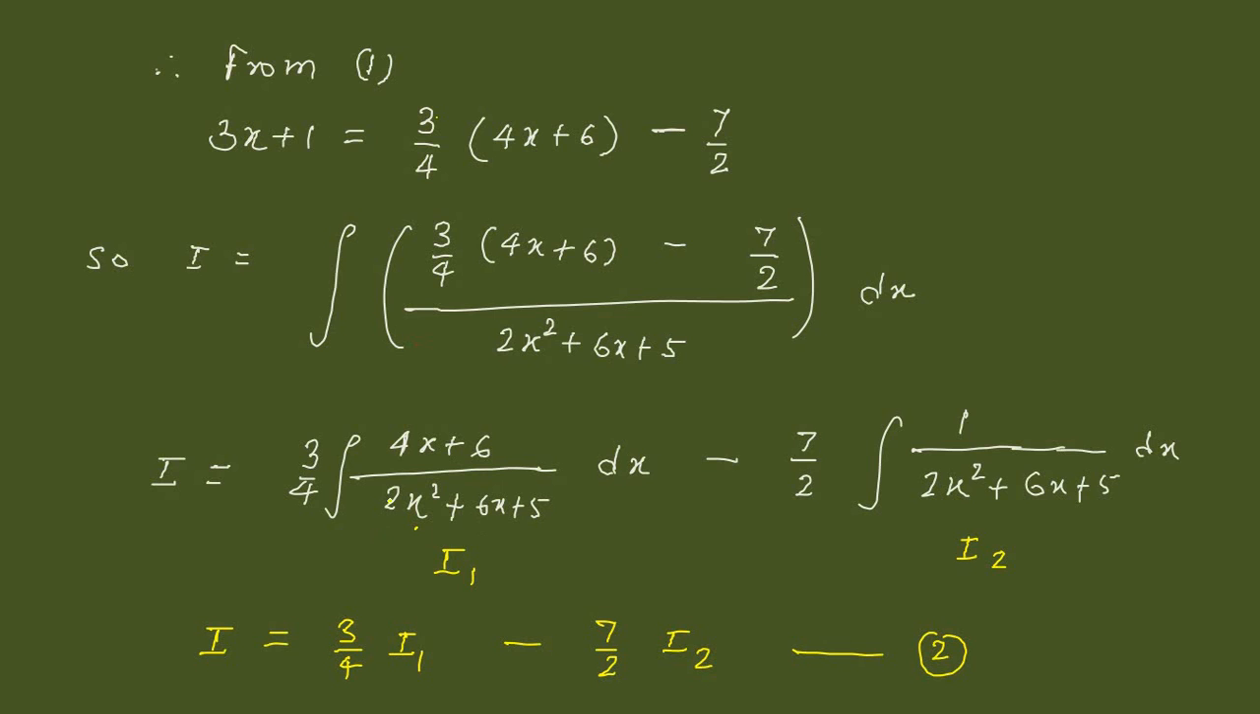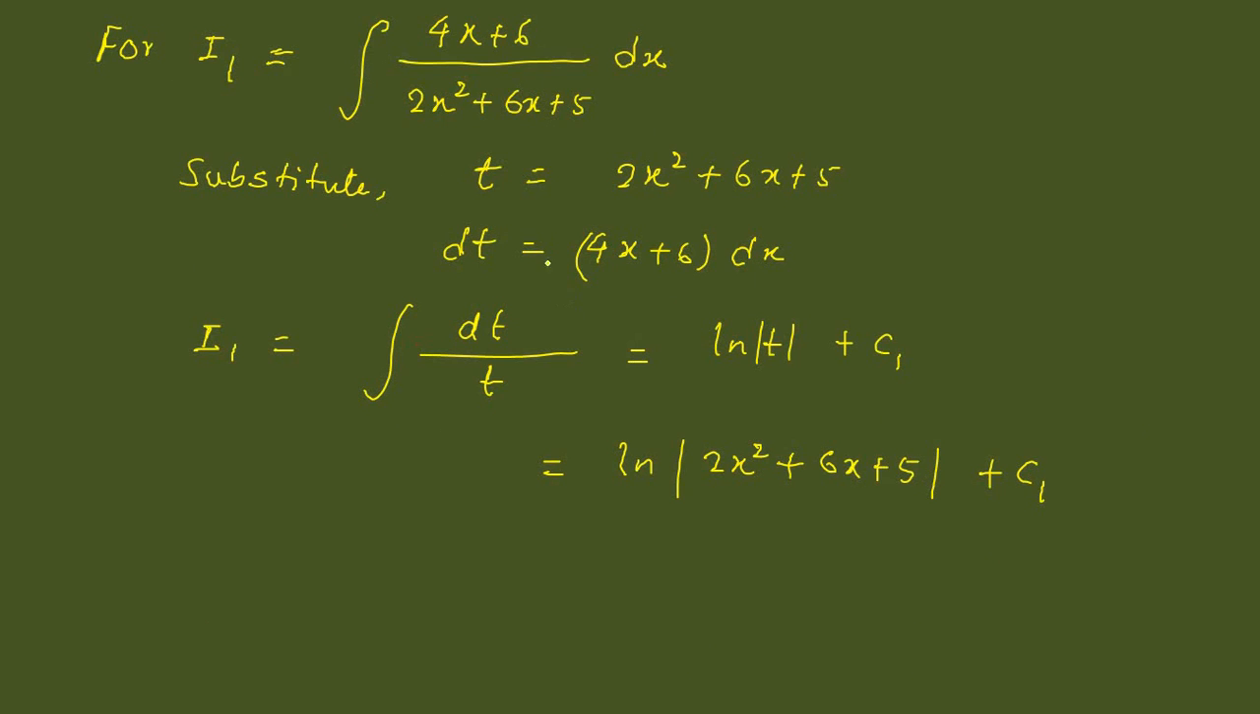The first integration we can call I1 and the second I2. So we have I = 3/4 I1 - 7/2 I2. If we are able to find I1 and I2, we can replace them back here and that will be the final answer. Now you can see clearly that the first integrand can be easily handled. This first one is very easy. Why?